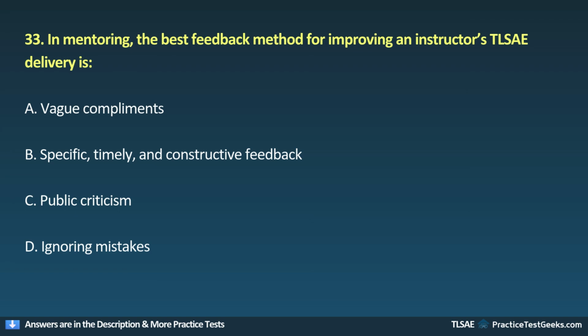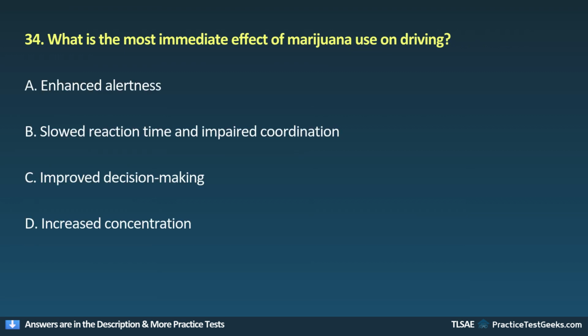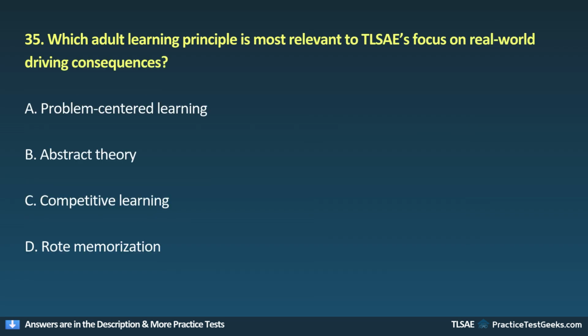Vague compliments. B. Specific, timely, and constructive feedback. C. Public criticism. D. Ignoring mistakes. 34. What is the most immediate effect of marijuana use on driving? A. Enhanced alertness. B. Slowed reaction time and impaired coordination. C. Improved decision making. D. Increased concentration. 35. Which adult learning principle is most relevant to TLSA's focus on real-world driving consequences?